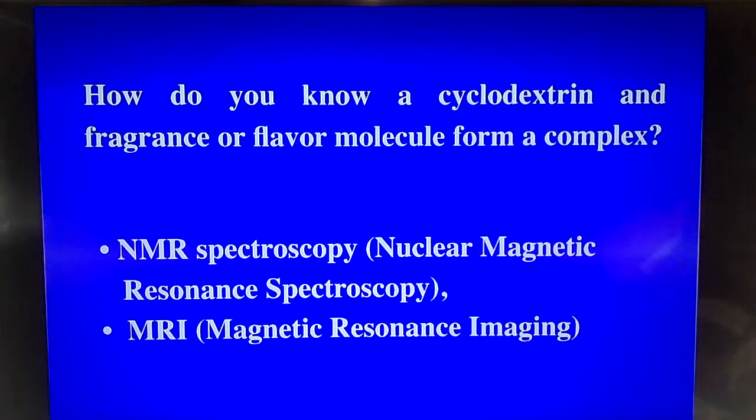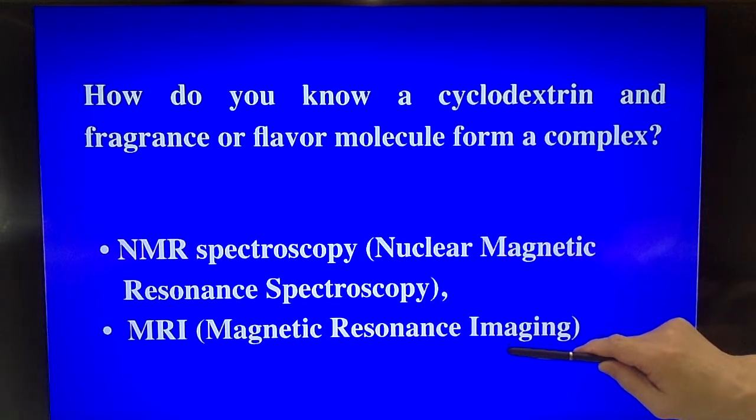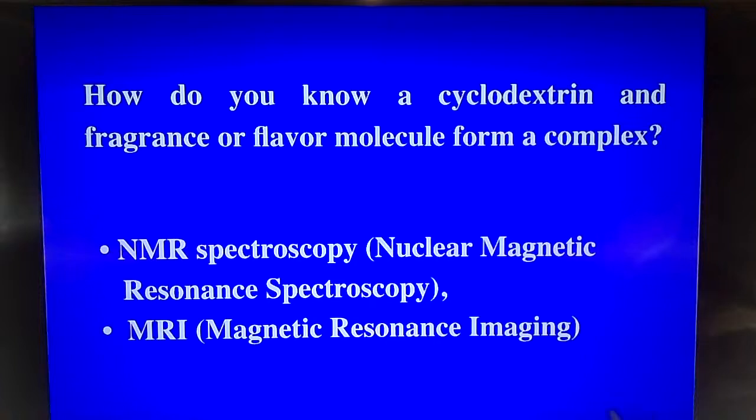Before that, I'm going to touch on some of your apparatus and instrumentation. How do you know a cyclodextrin and a fragrance or flavor molecule form a complex? How do you know that? We use a lot of NMR or MRI. NMR is short for nuclear magnetic resonance spectroscopy. MRI is especially for animal bodies, of course, including humans, and stands for magnetic resonance imaging.